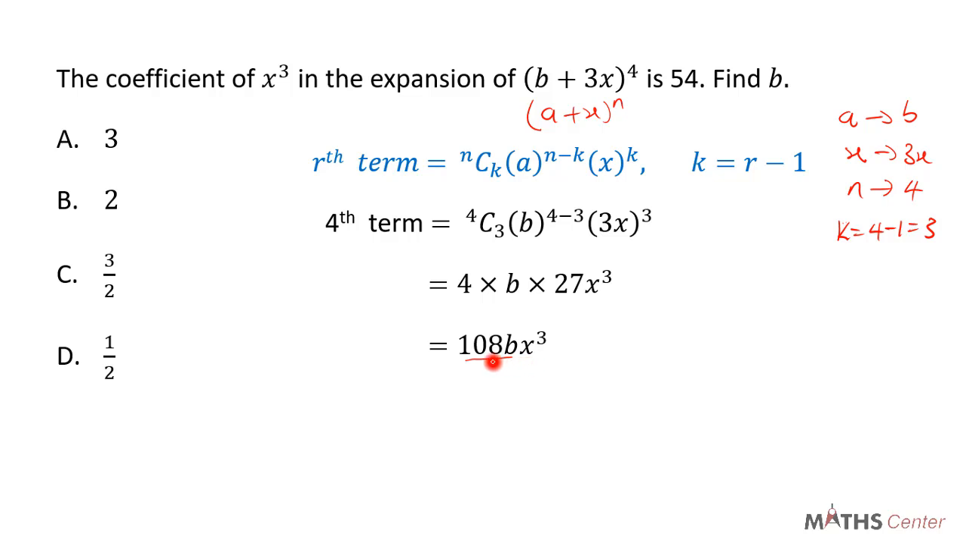The coefficient of x exponent 3 here is 108b. So it means that 108b is equal to 54. So we are going to equate 108b to 54. To get b, we will divide both sides by 108. So b will be equal to 54 divided by 108, and this will give us 1 divided by 2. So the value of b is 1 divided by 2. When we look through the options, we can see that the correct option is D. Let's consider the next question.